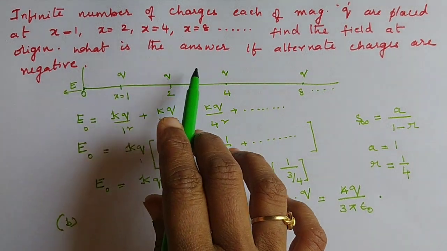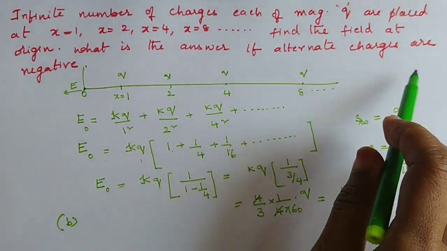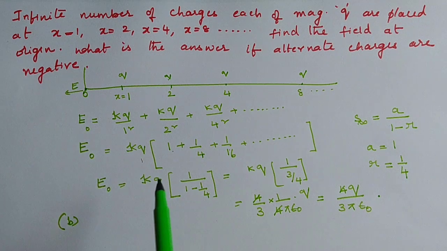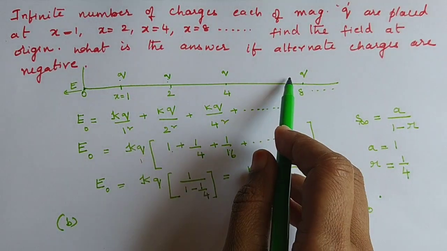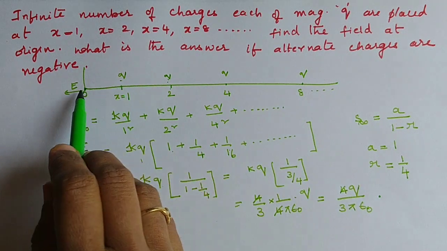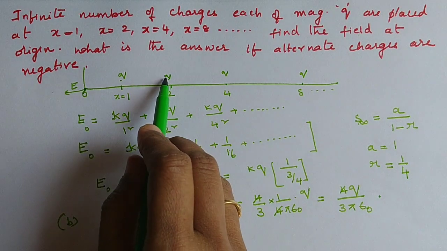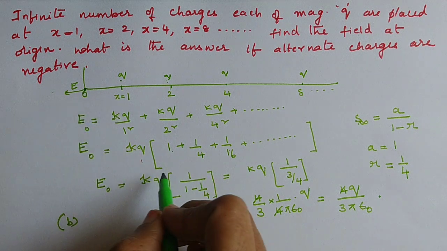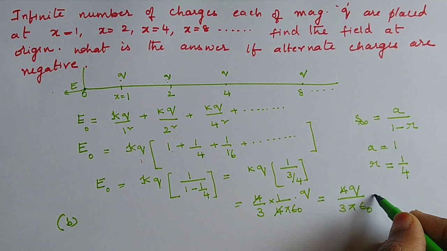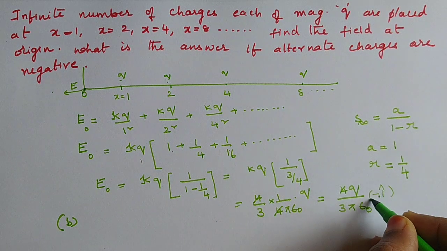And now coming to the second bit, what is the answer if alternate charges are negative? Alternate charges are negative means if the first charge is positive, the next is negative, again positive and negative. If the charge is positive, field is away. If this is a negative charge, field will be directed towards positive x-axis. Here all the fields are in the negative x direction, so I can write it as minus i cap.